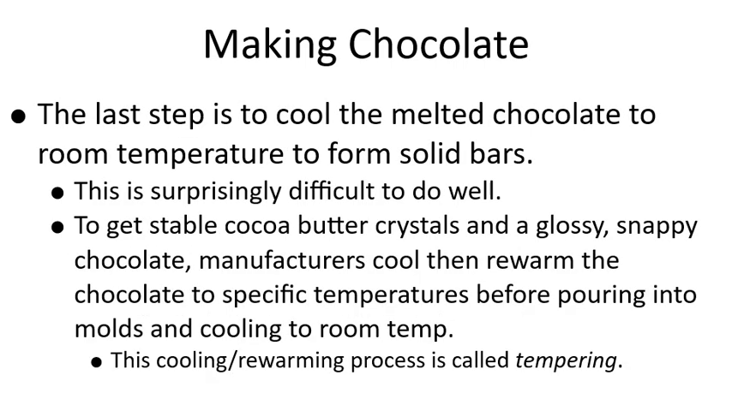The last step in making a chocolate bar is to cool the melted chocolate to form the solid bar. However, this is surprisingly difficult to do well. In order to get stable cocoa butter crystals and a glossy, snappy chocolate rather than a dull, soft bar, manufacturers need to use a process called tempering. This involves cooling the chocolate, then rewarming it before finally cooling down to room temperature for good.